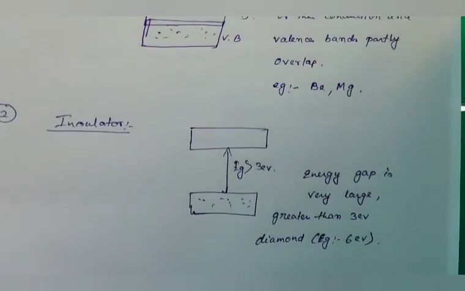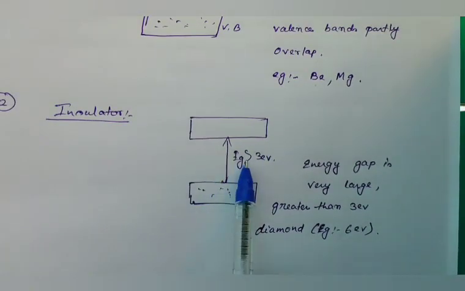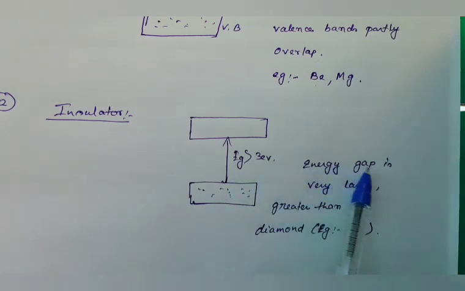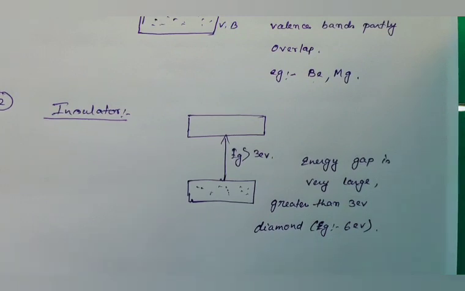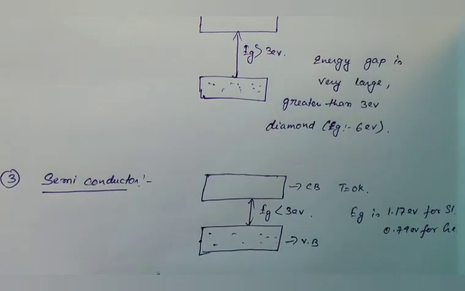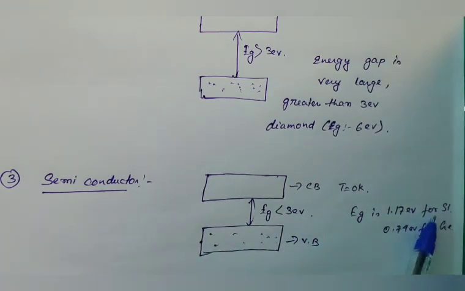Now in the case of an insulator, the energy gap is very large, greater than 3 eV, with a maximum of 6 eV. We can see this in the case of diamond, which is a very bad conductor. Now the third is the semiconductor. In a semiconductor, the energy gap is less than 3 eV. For example, silicon has 1.17 eV and germanium has 0.74 eV.